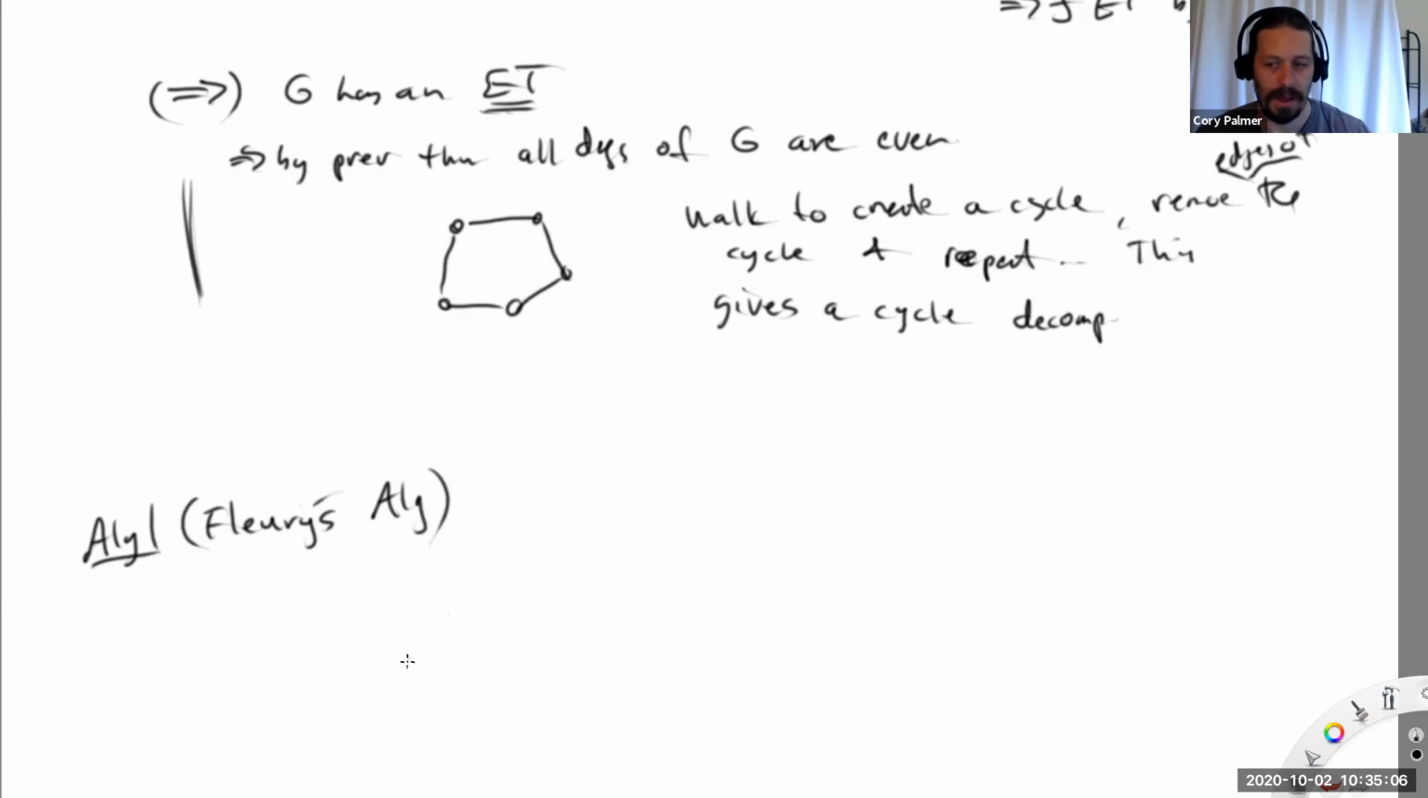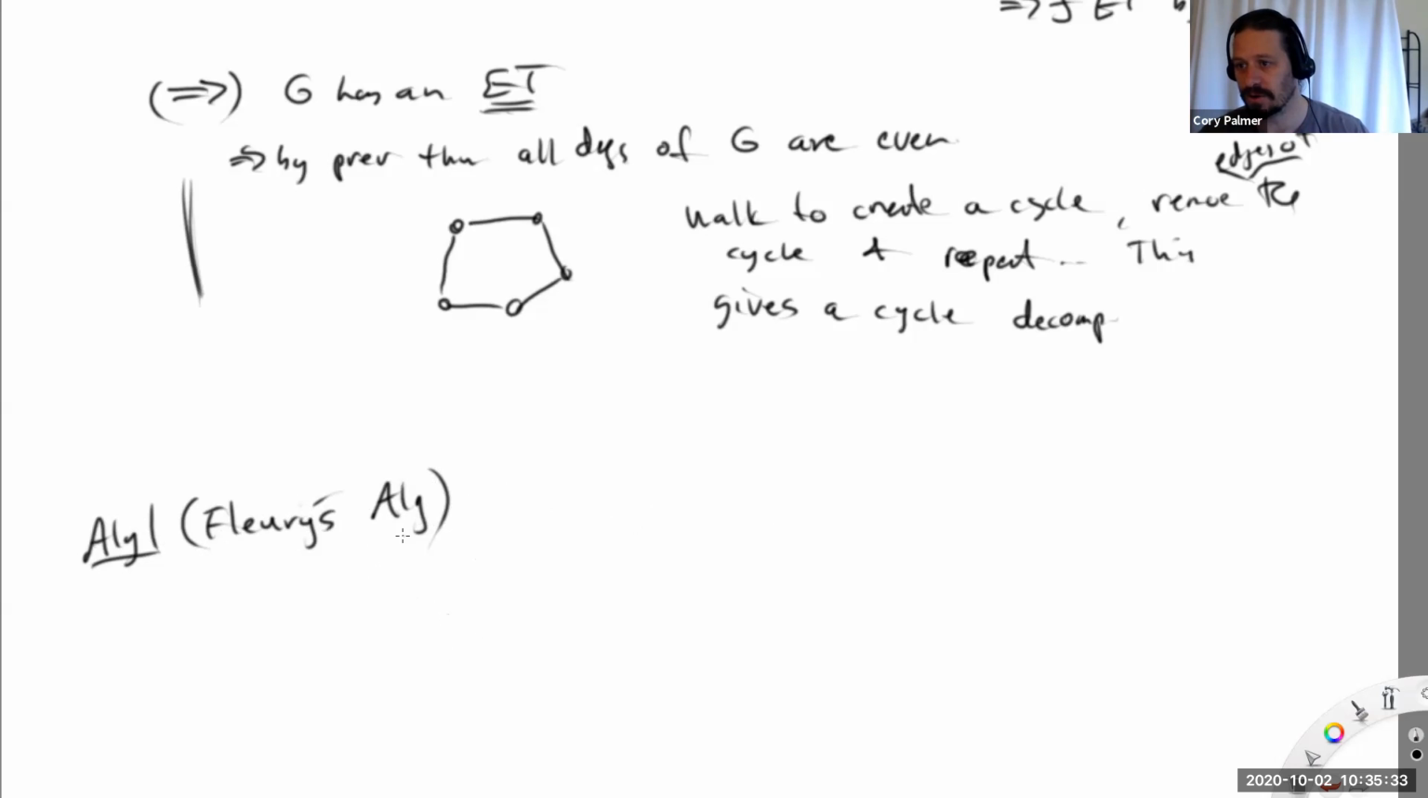You can run this on any graph, whether it has an Euler tour or not. If it has an Euler tour, it will find it. If it doesn't have an Euler tour, it'll terminate without finding it. You'll run into a trapped situation here. But just to make describing it easier and proving the things here, I'm going to suppose that G has an Euler tour.